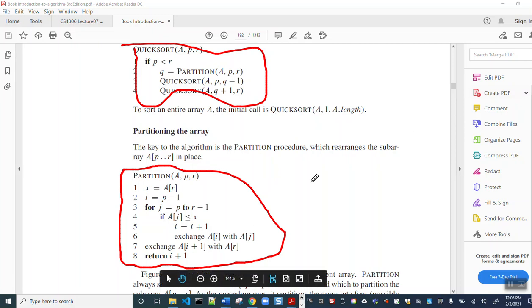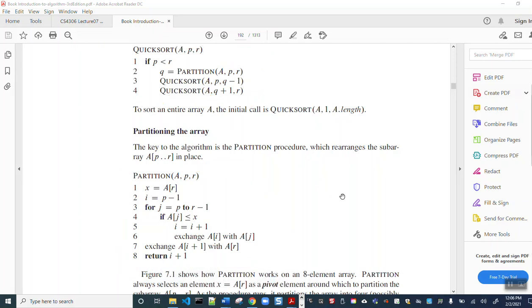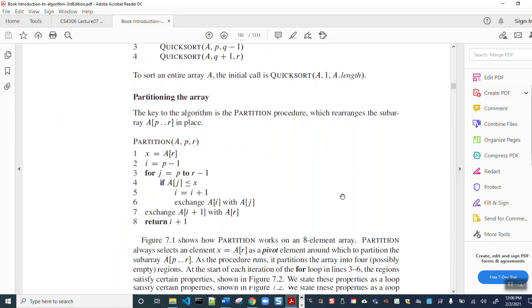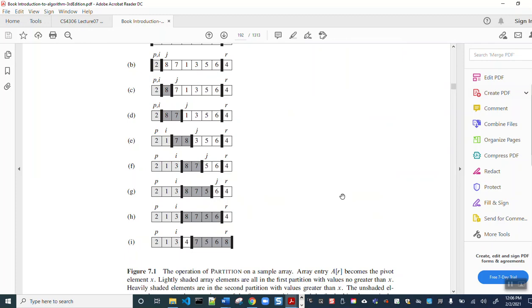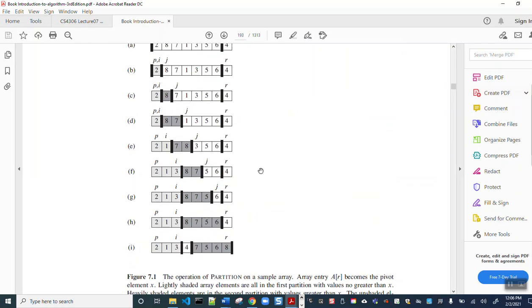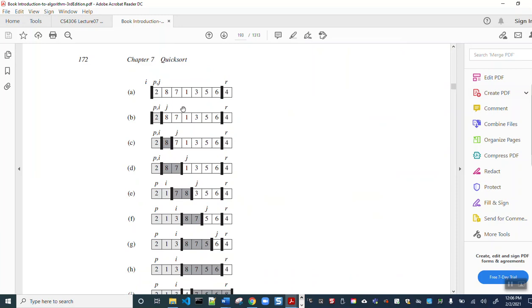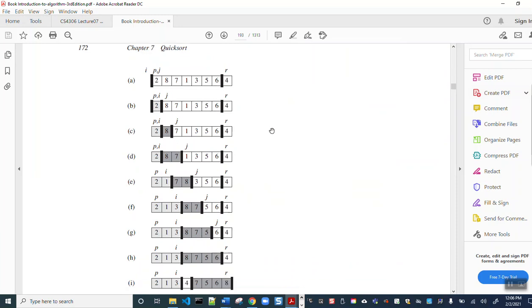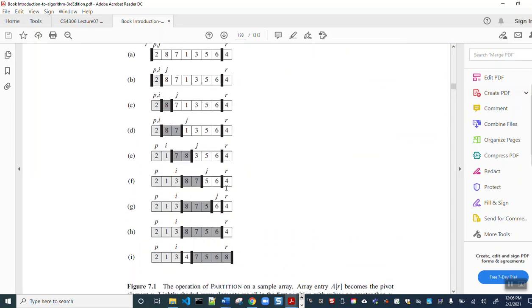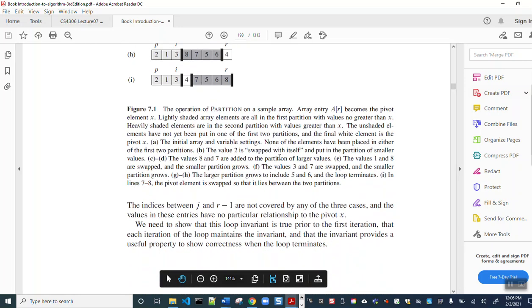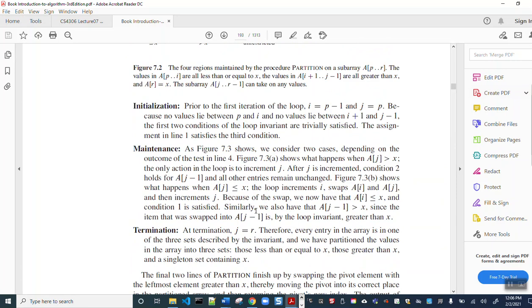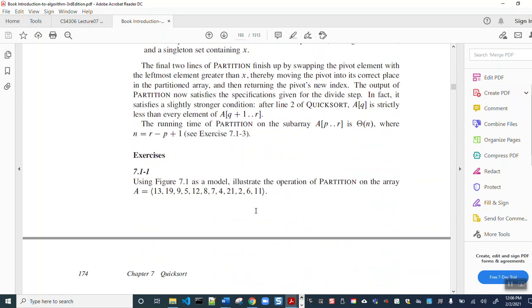Since the Quicksort algorithm is a little bit complicated, in most books and most lectures you will see this algorithm demonstrated using a small array, one step at a time, with some visualization code. The book has some visualized code. If you go through this, you will see how it partitions.